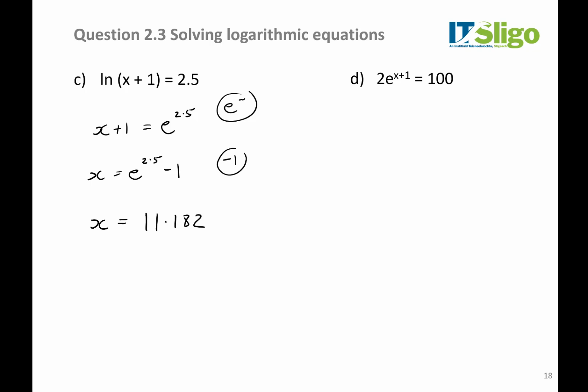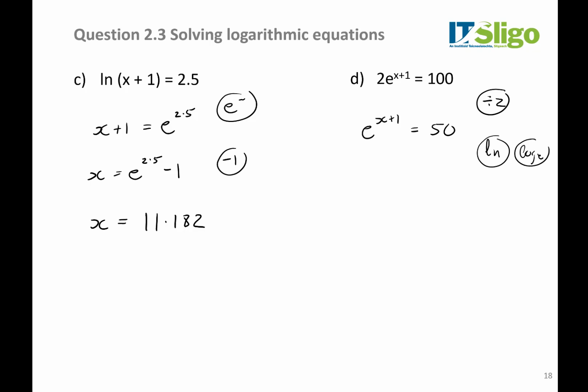Looking at problem D. There's several things acting on my x, and again, guys, in a way this is formula manipulation, but I need to get rid of the furthest away thing first, which is the 2. So I divide both sides by 2. e to the power of x plus 1 is 50. Now I need to kill my e, so I take the natural log of both sides. Remember, that's log to the base e.